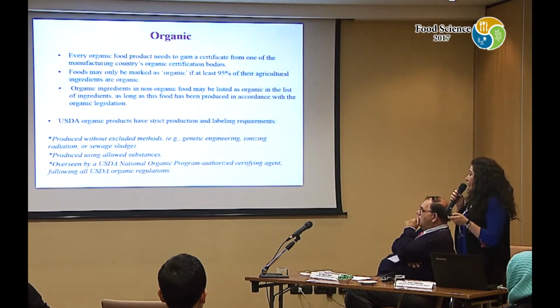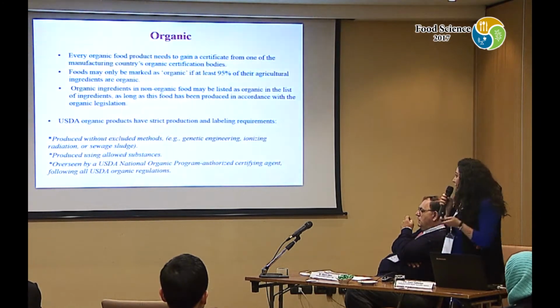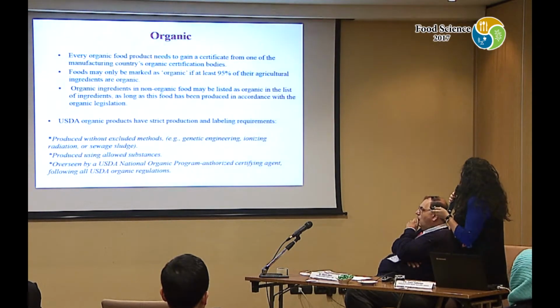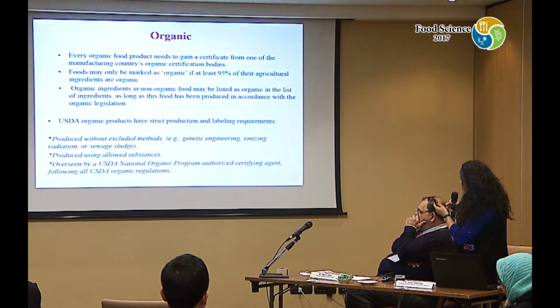Next, we move to organic. Every organic food should be labeled if they have over 95% of their ingredients as organic. So food may only be marketed as organic if at least 95% of its agricultural ingredients are organic. Organic ingredients in non-organic food may be listed as organic in the list of ingredients.